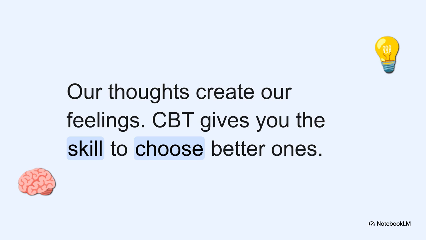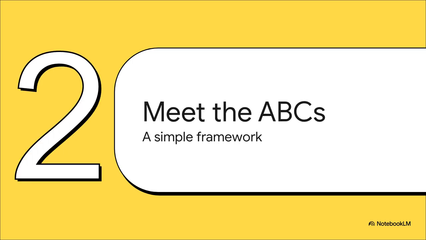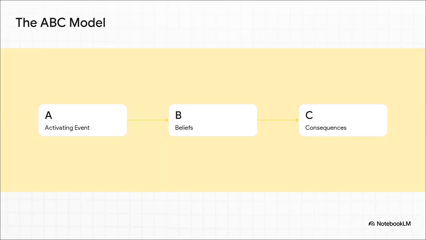So, before we can fix it, we gotta understand what we're up against. It's what we can call the thinking trap. These automatic, unhelpful patterns that so many of us fall into without even realizing it. And the tool that's gonna help us get out of that trap is a brilliantly simple framework called the ABC model. It's basically a way to map out what's really going on in your head when you react to something. It's as easy as ABC, literally.